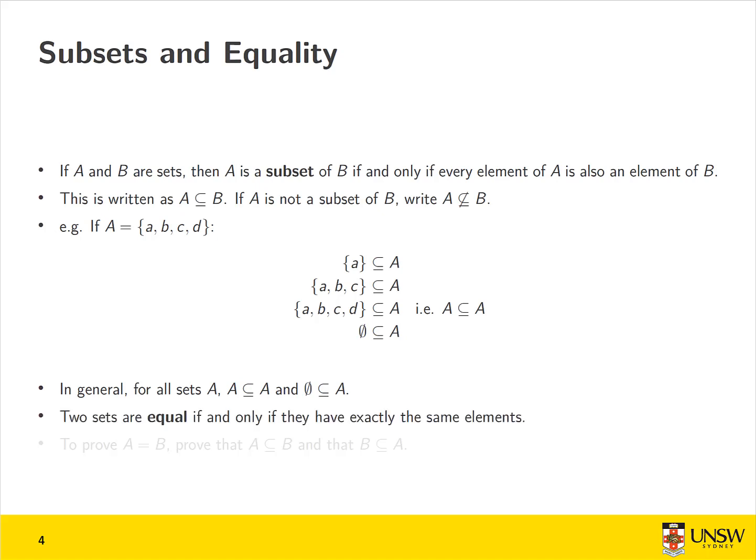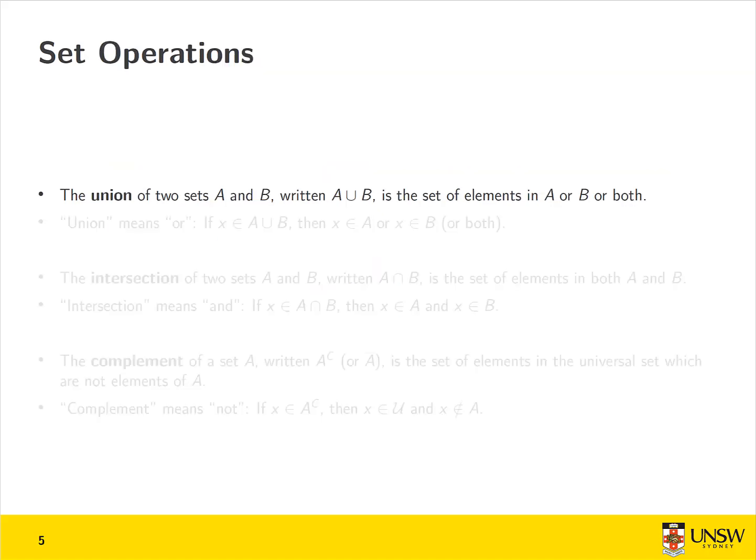We say that two sets are equal if and only if they have the same elements. To prove that two sets A and B are equal, we must prove both that A is a subset of B and that B is a subset of A. In order to manipulate sets, it is useful to define certain operations on them.